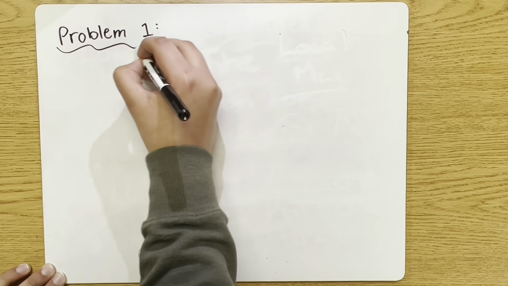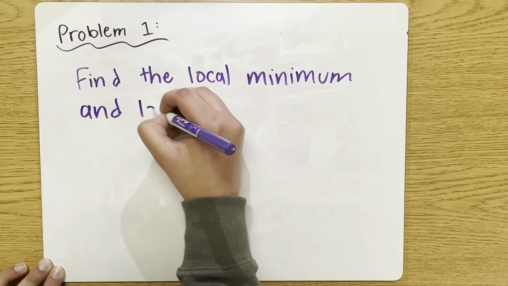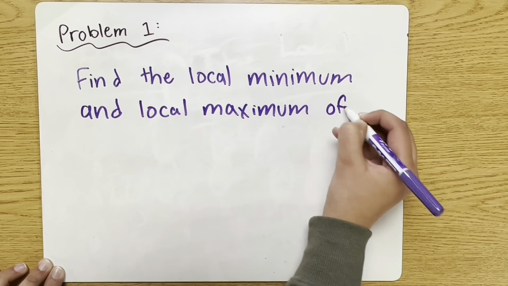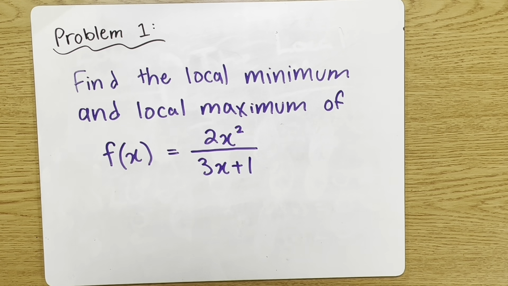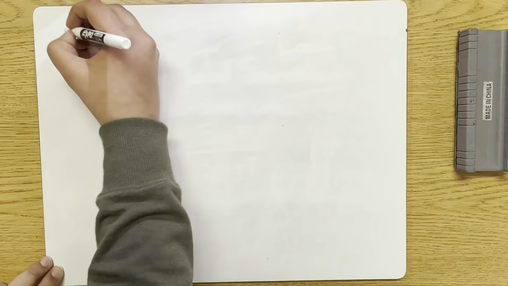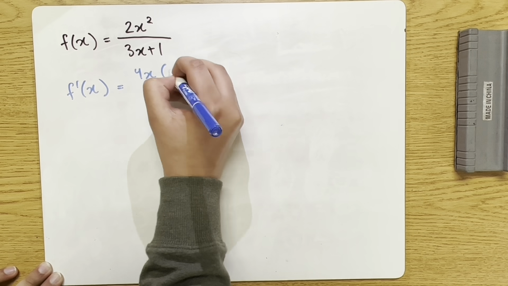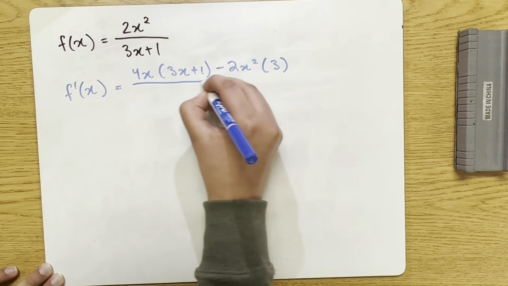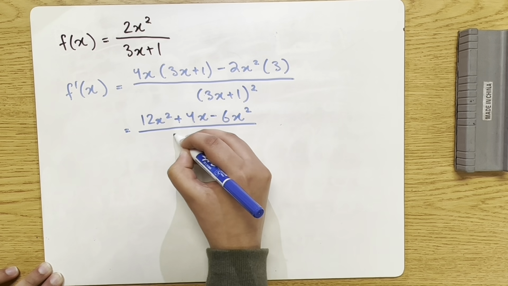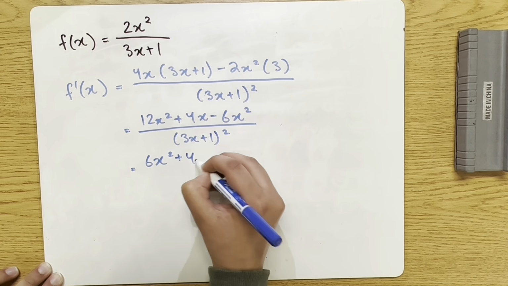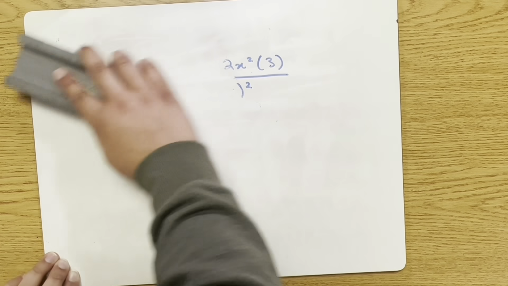Problem 1. Find the local minimum and local maximum of the function f of x equals 2x squared divided by 3x plus 1. We have to find the first derivative of f of x using the quotient rule. The derivative of the numerator times the denominator minus the numerator times the derivative of the denominator divided by the denominator squared. The derivative equals 6x squared plus 4x divided by 3x plus 1 the whole squared.